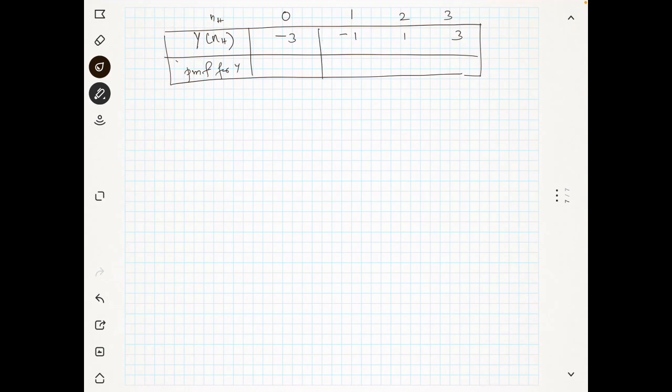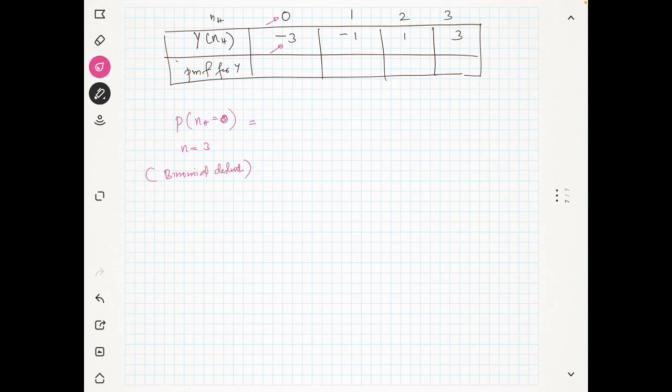Now listen carefully. You see here, y becomes minus 3 because nh is equal to 0. So what is the probability that nh is equal to 0? That is, the probability that the number of heads is 0 when the total number of trials is 3. It follows the binomial distribution. That's what we have seen.